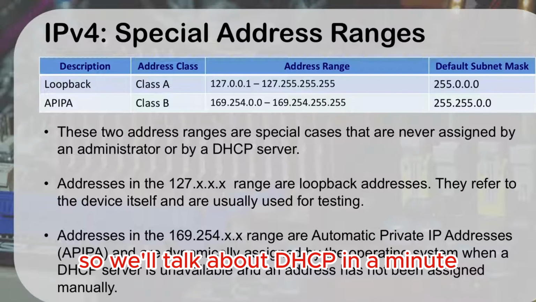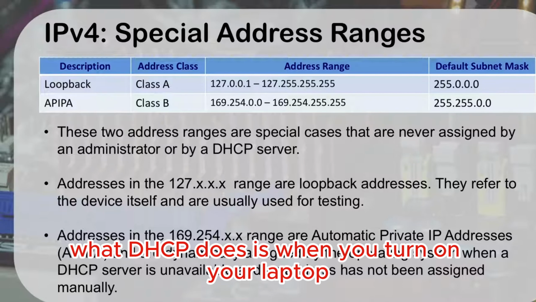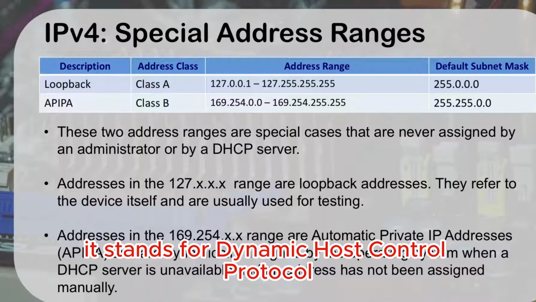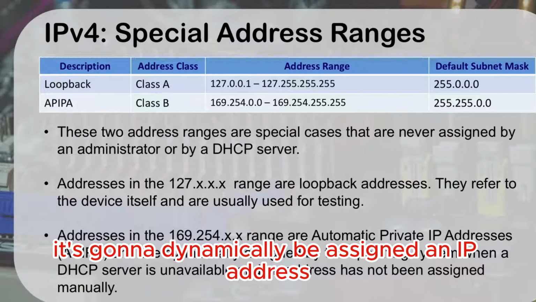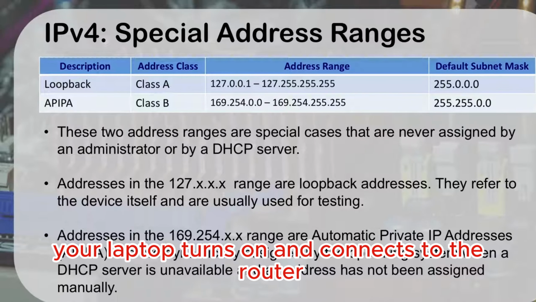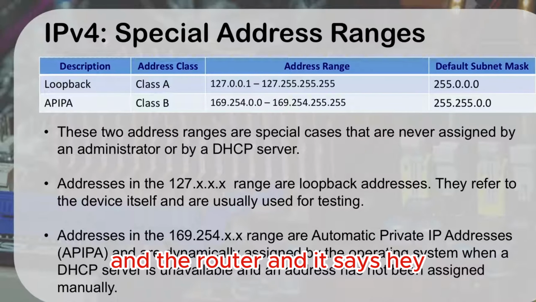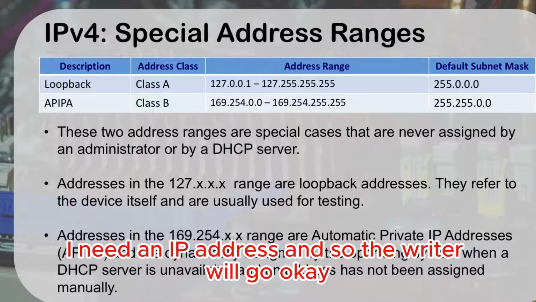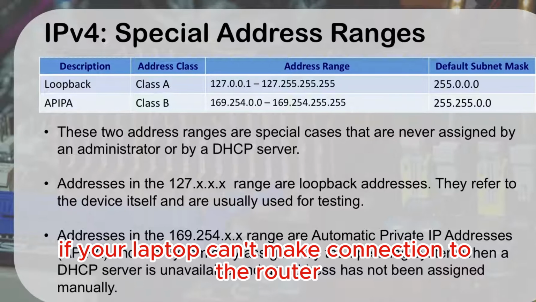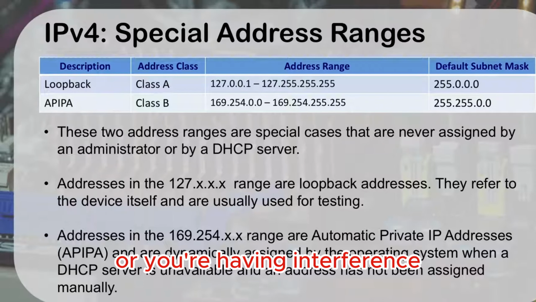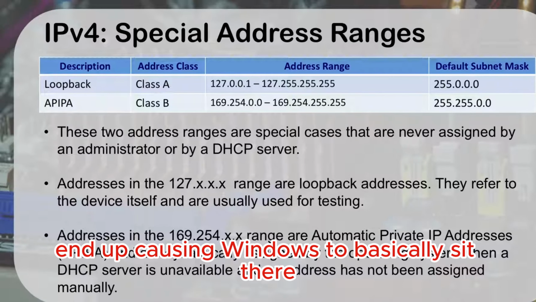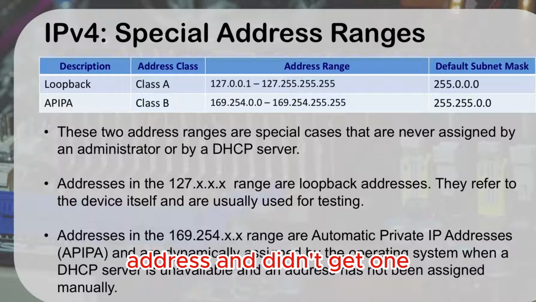So we'll talk about DHCP in a minute, but essentially what DHCP does is when you turn on your laptop, if it's in DHCP, which stands for Dynamic Host Control Protocol, it's going to dynamically be assigned an IP address by your router. So your laptop turns on and connects to the router, and says, hey, I need an IP address. And the router will go, okay, you're going to get this IP address, and it gives it one. Well, if your laptop can't make a connection to the router because maybe your cable's bad or you're having interference, it won't be able to get an address. And it would end up causing Windows to basically sit there and crash if it just kept looking for an address and didn't get one.